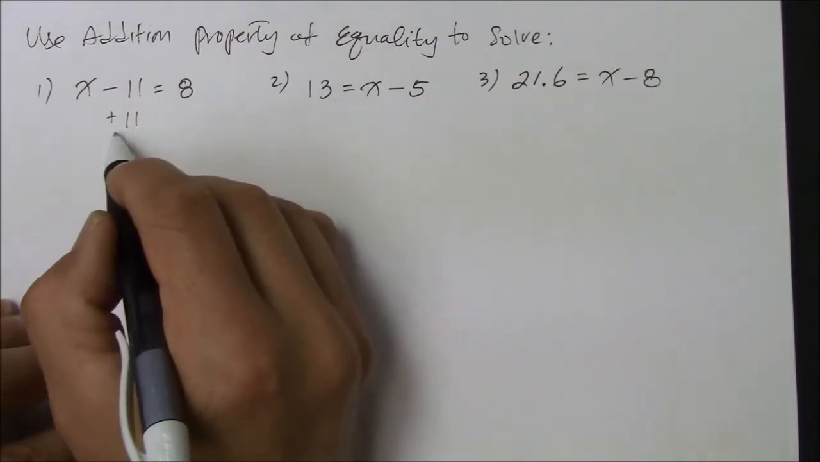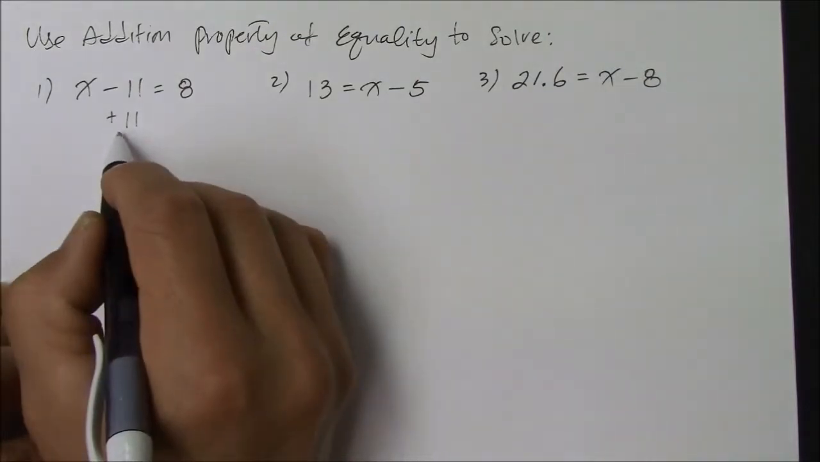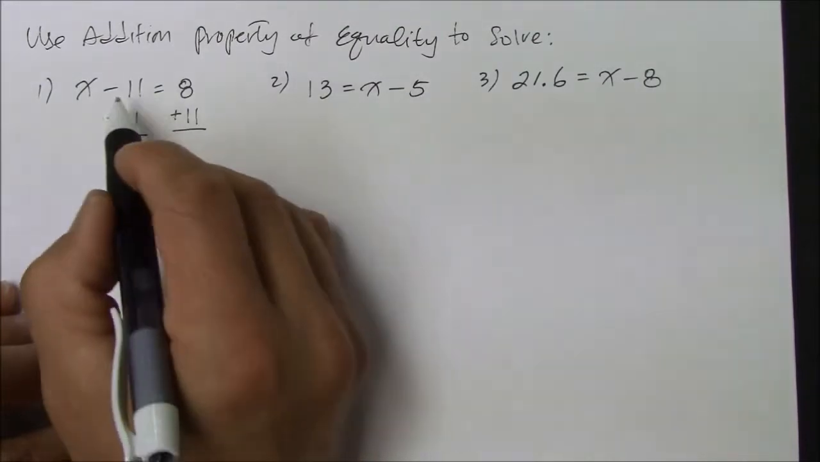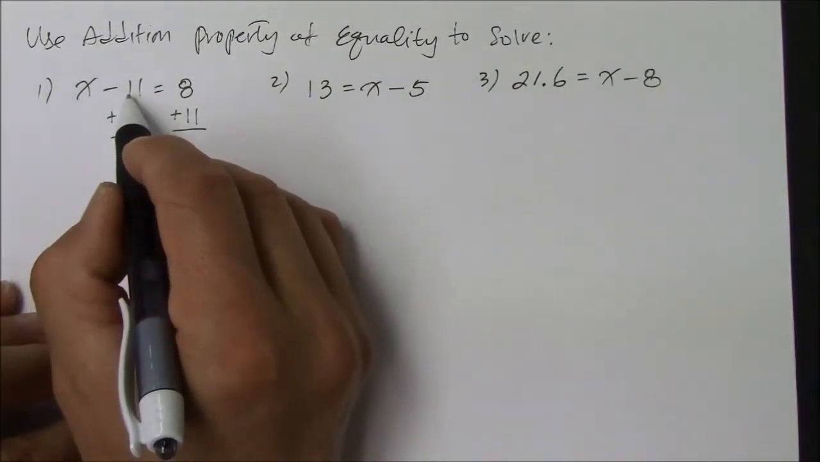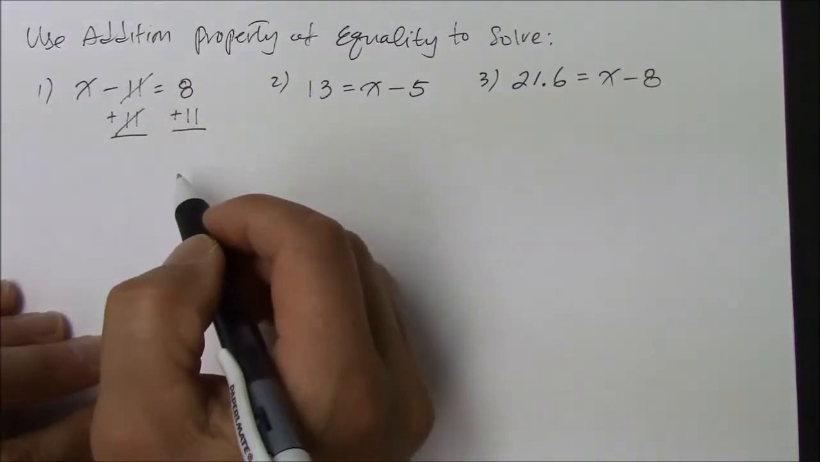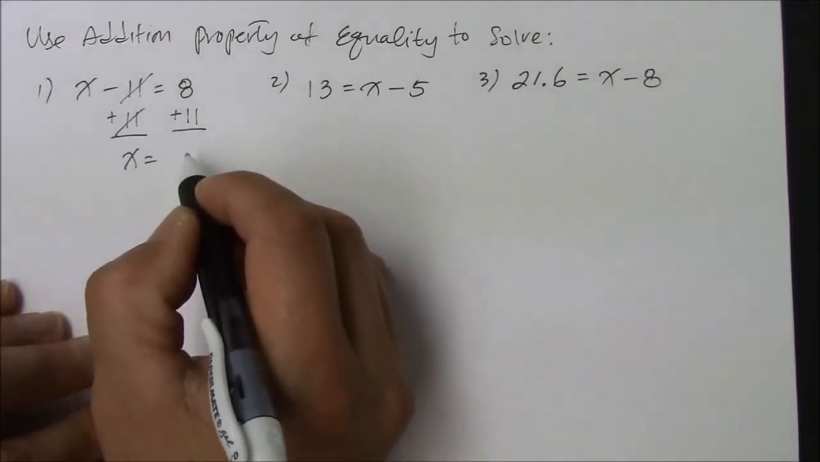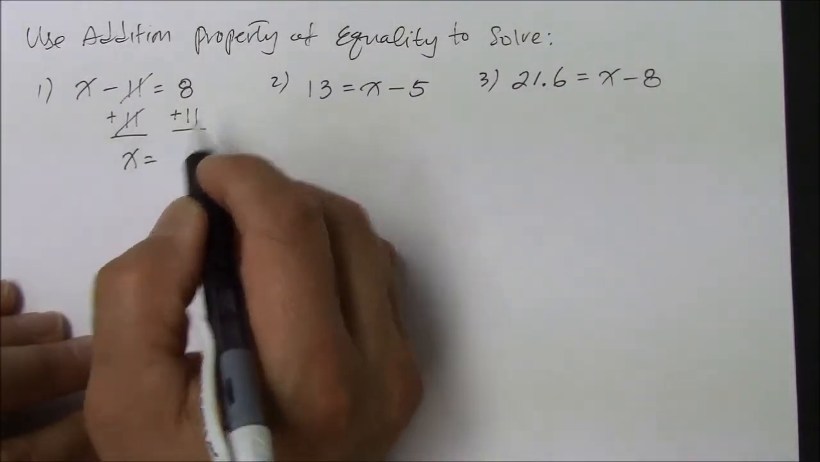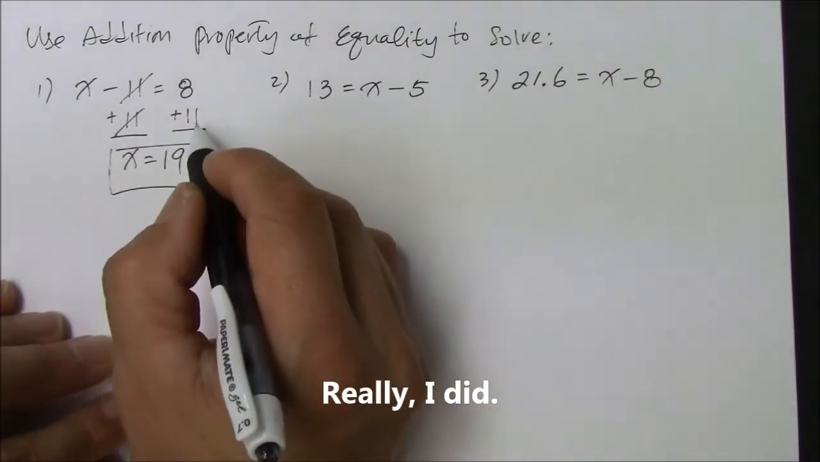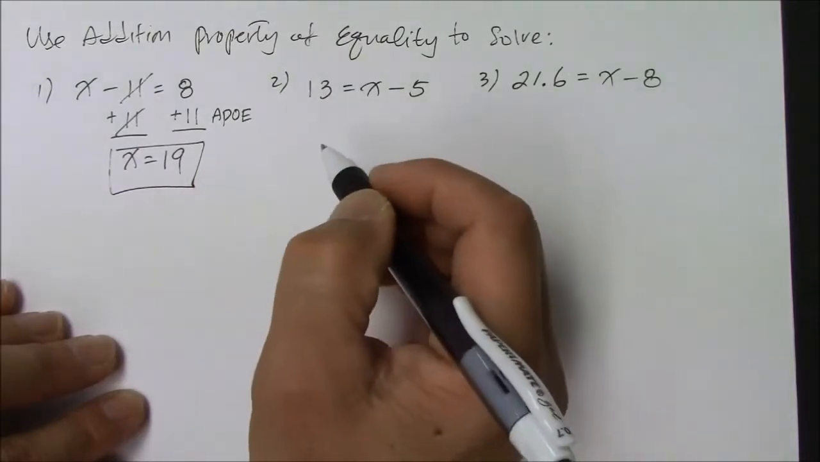Whatever you do to the left side of the equation, you have to do it to the right side of the equation. So since we added 11 to the left, we have to add 11 to the right. And since negative 11 or minus 11 is an additive inverse to plus 11, they become 0. So all that remains on the left side of the equation is an x. And on the right side, 8 plus 11 is 19. But of course you knew that. And to solve that, we use a thing called the addition property of equality.